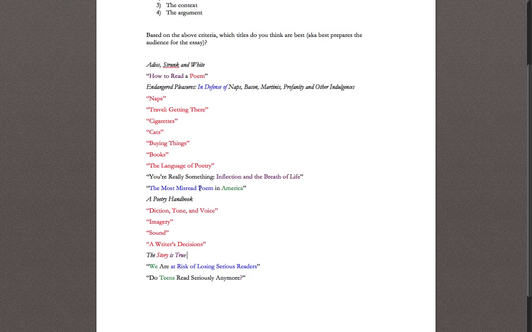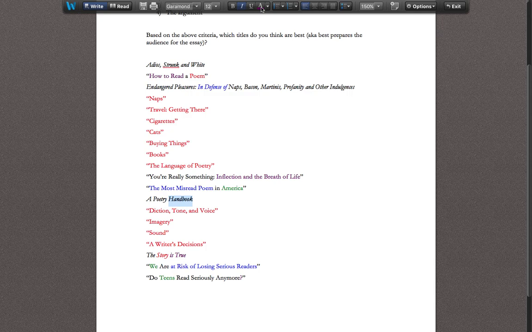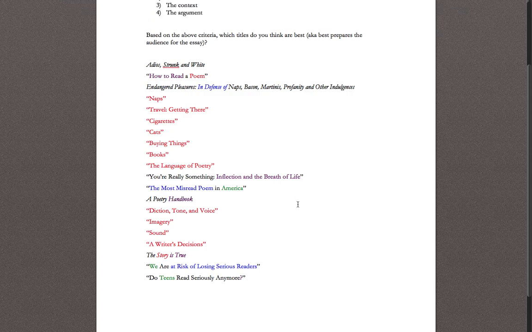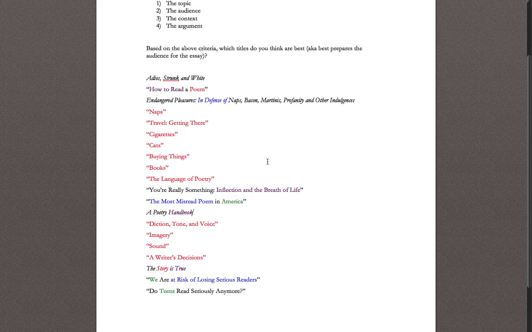Let's see. The purpose of a poetry handbook, where these three essays come from, is to be a handbook. The purpose is to give us instructions, almost like a how-to on how to do it. That is its purpose. The In Defense of is not only a problem, but it's also part of its purpose. She's defending these things.